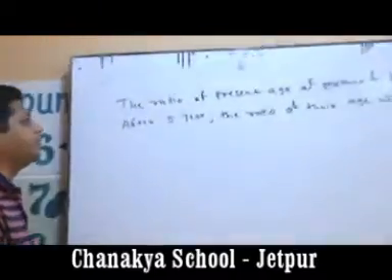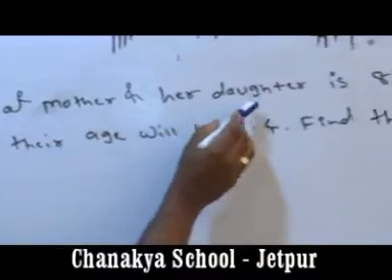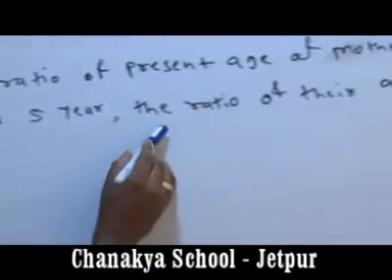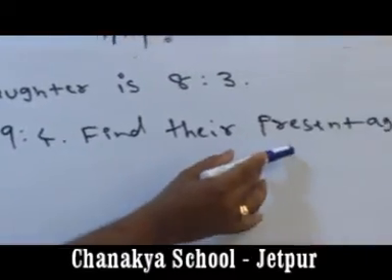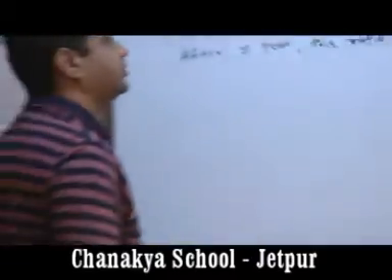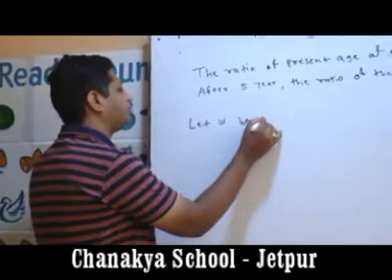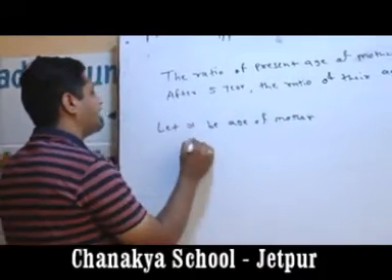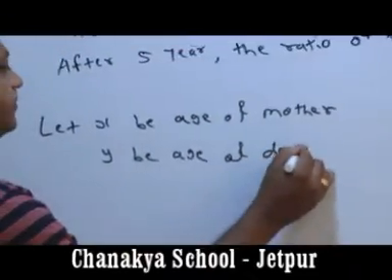The ratio of present age of mother and her daughter is 8:3. After 5 years, the ratio of their age will be 9:4. Find their present ages. Okay students, our first step will be, let x be age of mother, y be age of daughter.